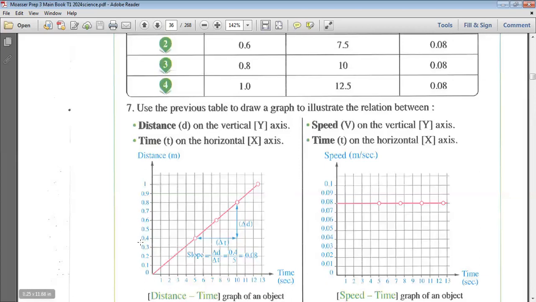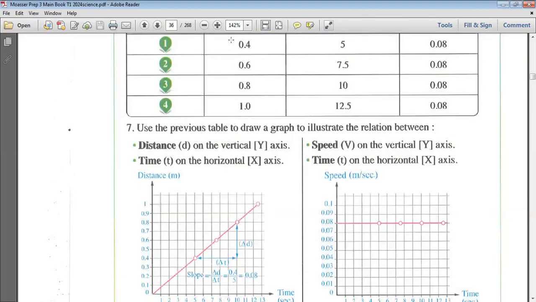So I go to distance 0.4 and time 5 seconds and start to put my point. Number 2, I have here distance 0.6 when the time is 7.5, so 0.6 and time 7.5. Distance is 0.8, time 10. Then the distance equals 1 and the time equals 12.5. Then we connect all the points together to make a graph.